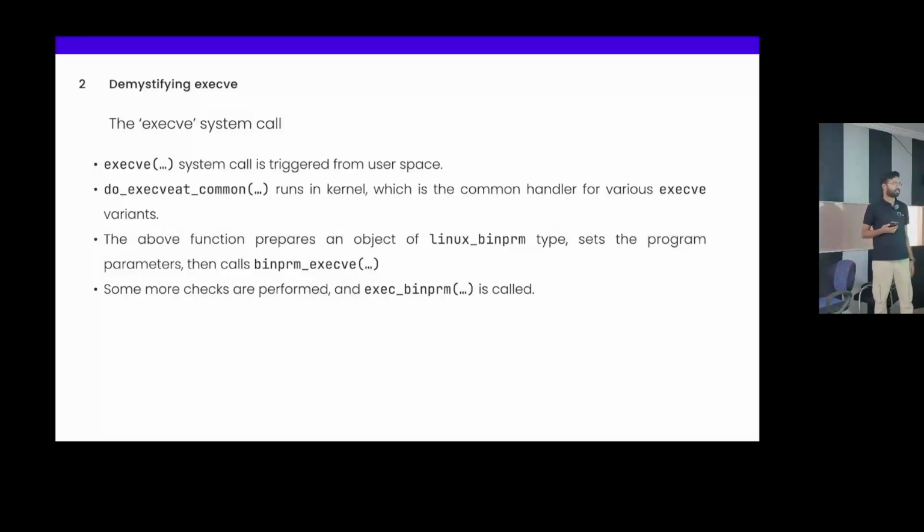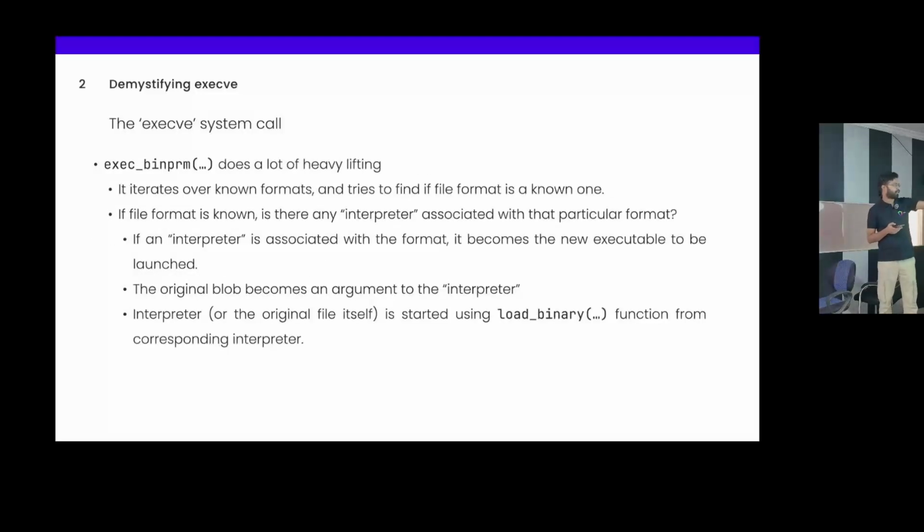Inside this, kernel has this common handler. Whether you use execve or execveat, both land at the same function. Then it prepares some internal data structures which basically allow kernel to do the rest of the stuff, and then this execution function is called. This particular function that is doing the execution does a lot of stuff. First part is obviously trying to figure out which type of file this is.